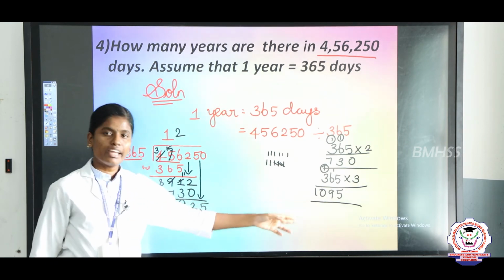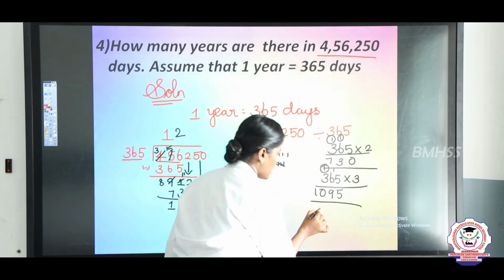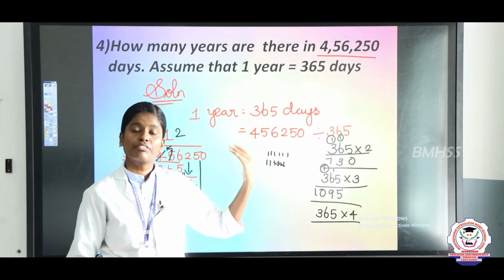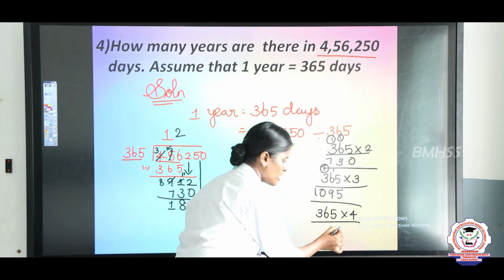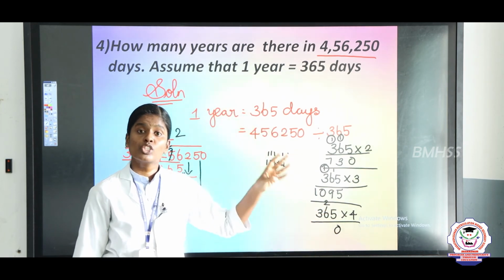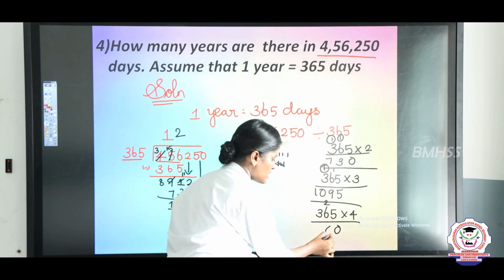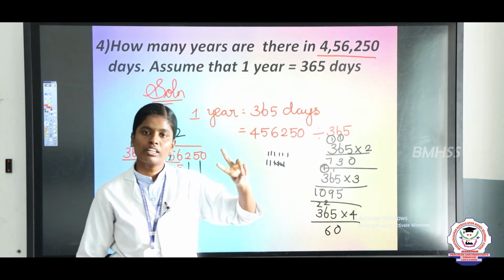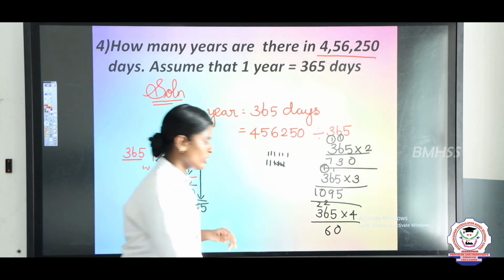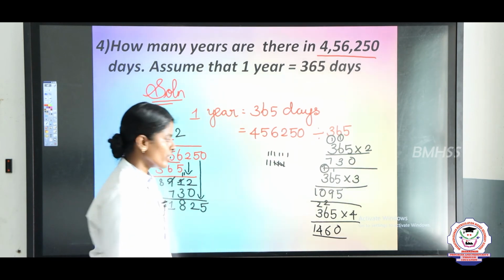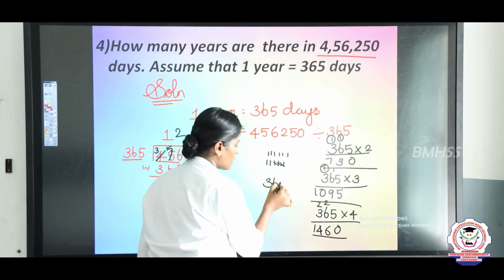Next I will take 365 multiplied by 4. 4 5s are 20, 0, carry 2. 4 6s are 24, 25, 26, 6 carry 2. 4 3s are 12, 12 in the mind, 2 in the finger, 12 after 13, 14. So 1460.